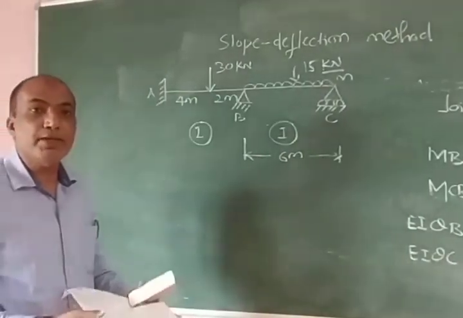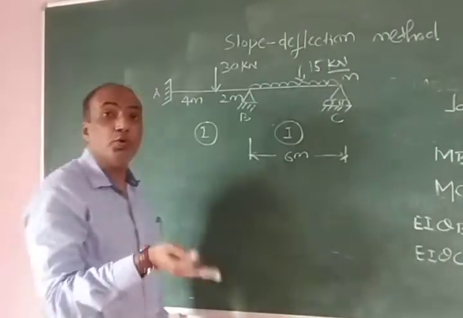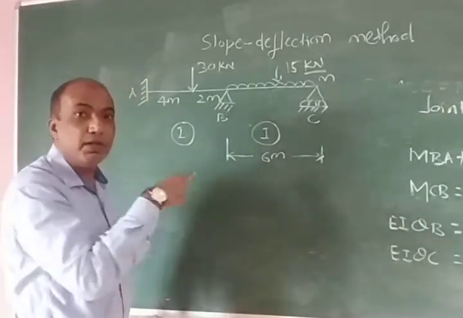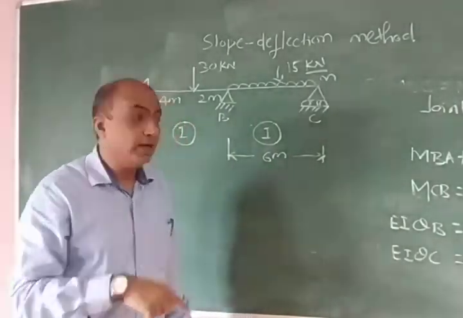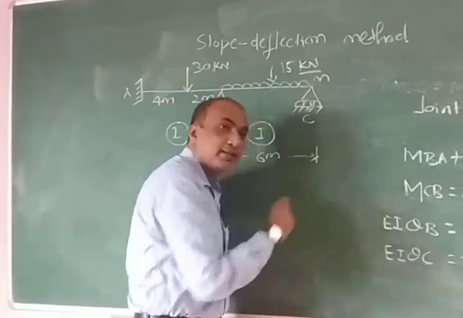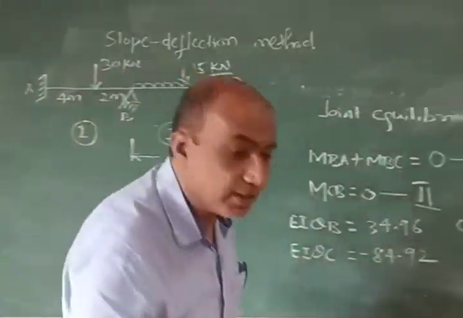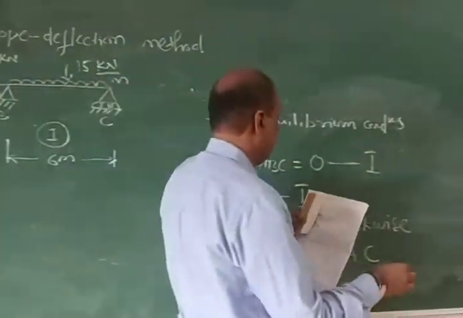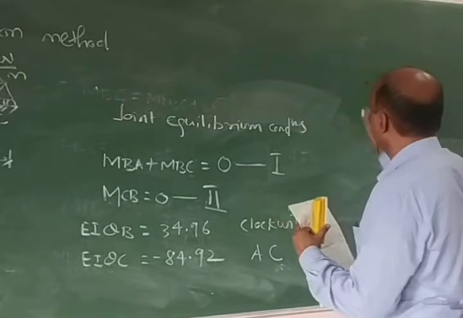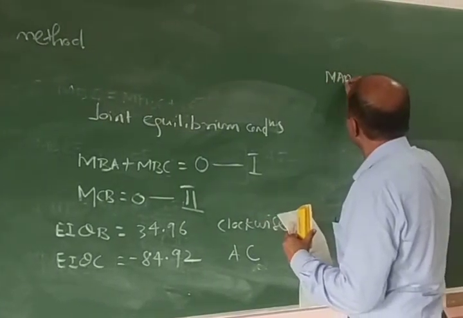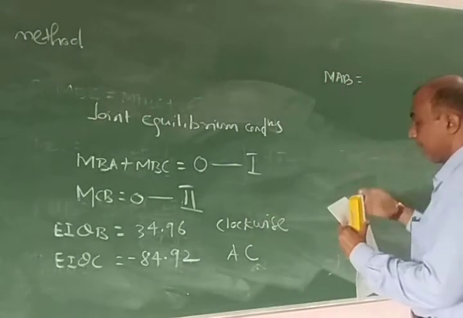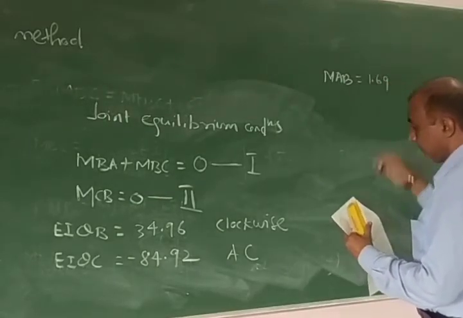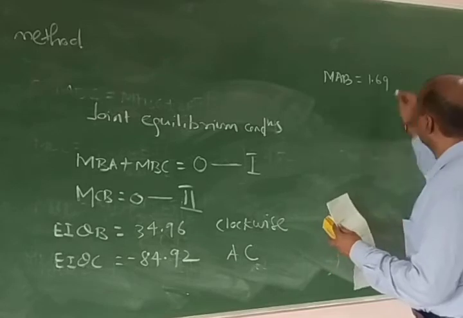After finding out theta B and theta C, what you have to do is go to those main four equations that we have written, slope-deflection equation, MAB, MBA, MBC and MCB, and substitute the values of EI theta B and EI theta C and get the final moments. The final moments will be like this. MAB will be equal to 1.69 kilonewton meter.